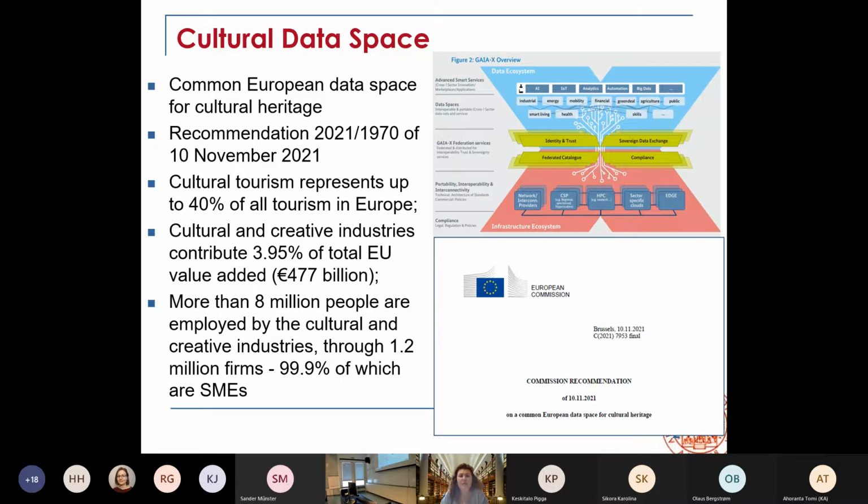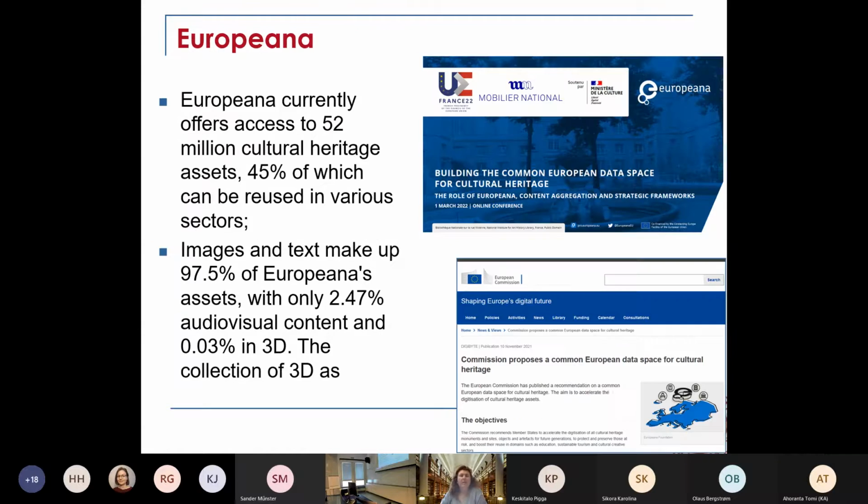You can see some figures taken from the official document of the European Commission. You can also see a fragment of a very important communication that was issued in November of last year, where there are specific plans for Europeana. And you can see also the last meeting of the 1st of March, where Europeana was definitely pointed out as a European data space for cultural heritage.